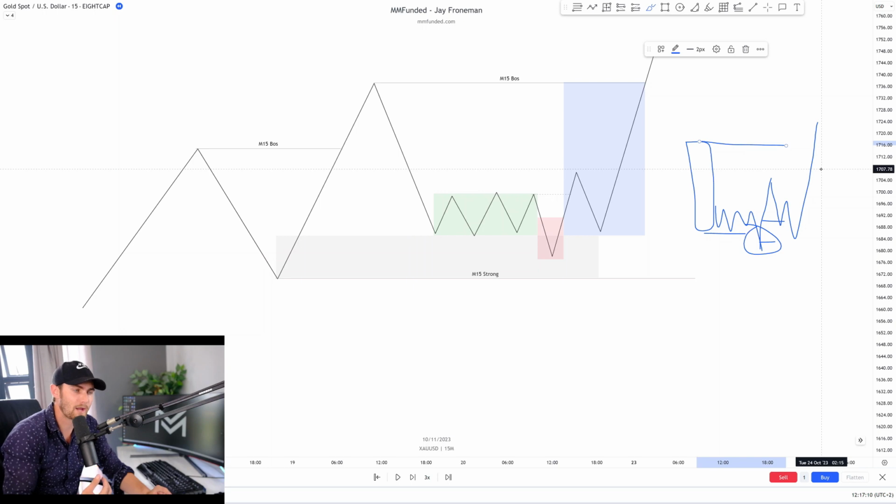Now, the way ICT perceives the algorithm of price is through liquidity sweeps and targeting that opposite side, buy side or sell side liquidity. Then obviously he's got a lot more detailed models to incorporate and formulate your trade plans.